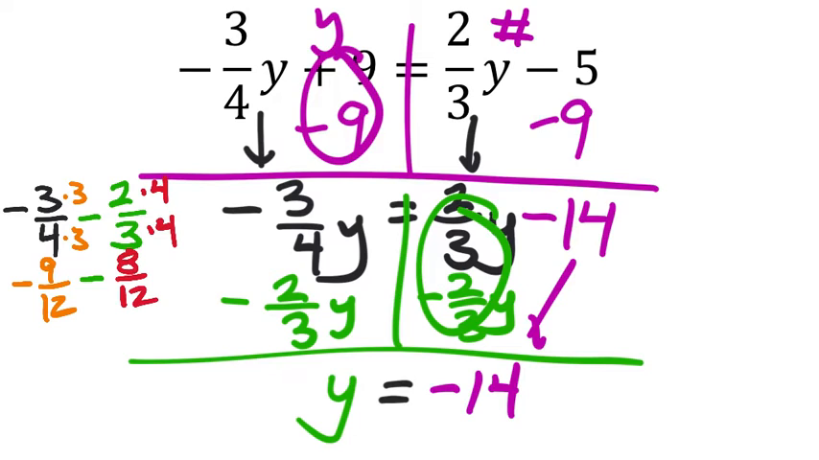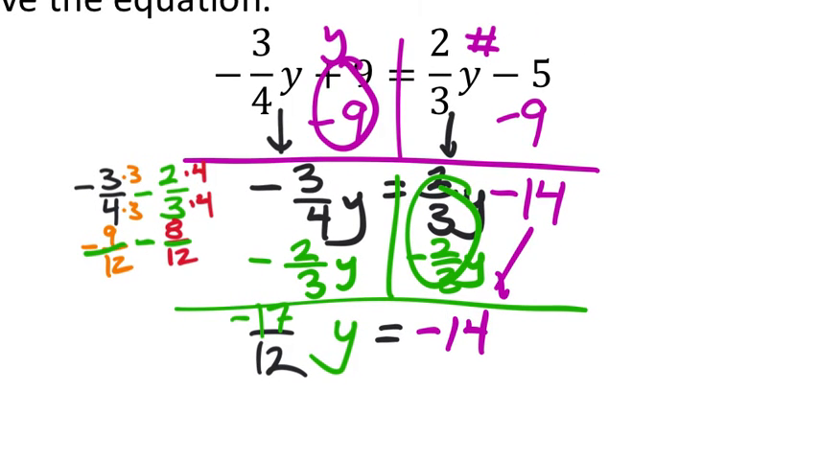Is it the lowest common denominator? No, but all we really need is common denominators. It doesn't have to be the lowest. Okay, so when I combine these, I should be looking at 12ths, no matter what. It's just how many 12ths is it? Well, you got negative 9 minus 8 of the 12ths, so that should be negative 17/12. So what do we see here? We got negative 17/12 y equals negative 14. No problem, man. We can divide both sides then by the coefficient, negative 17/12.